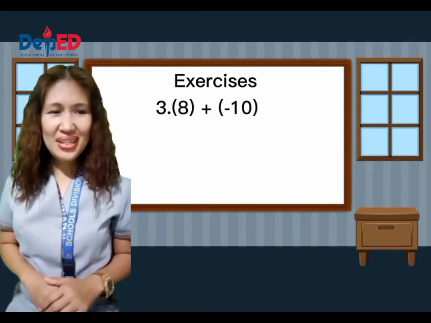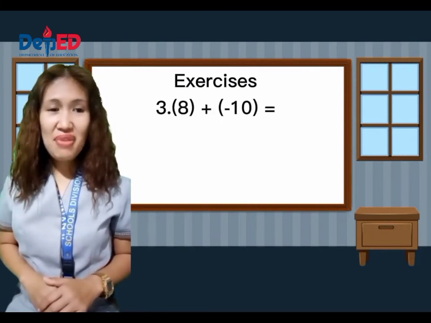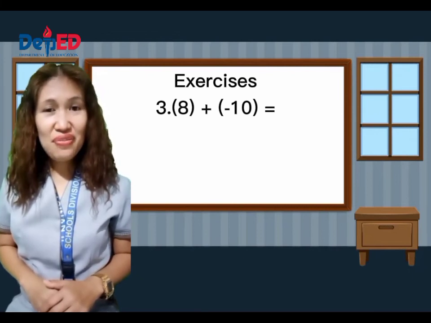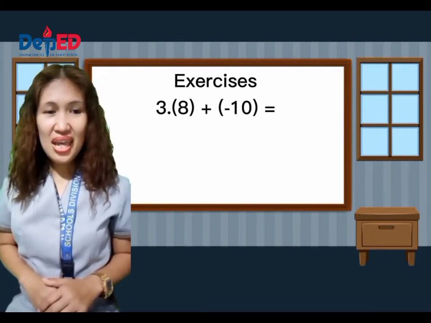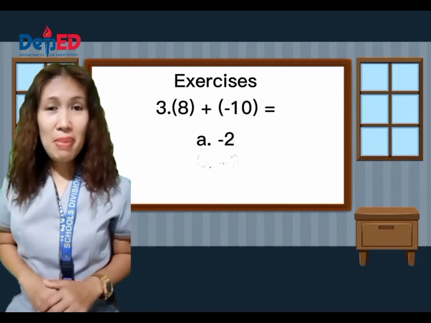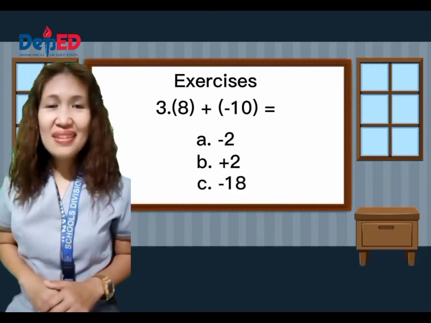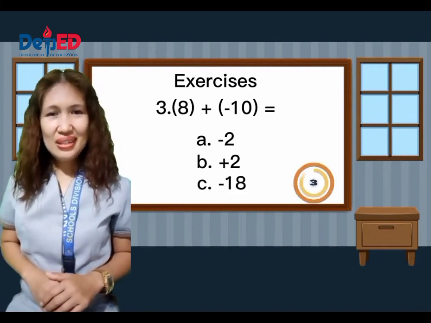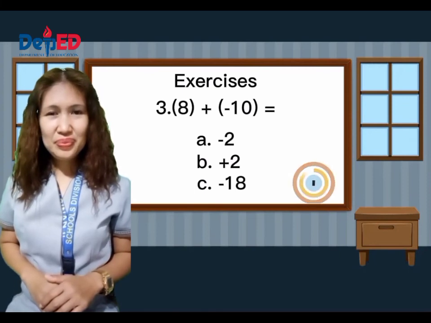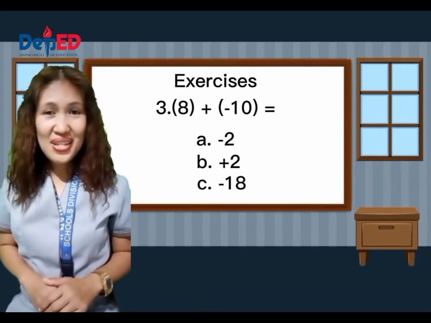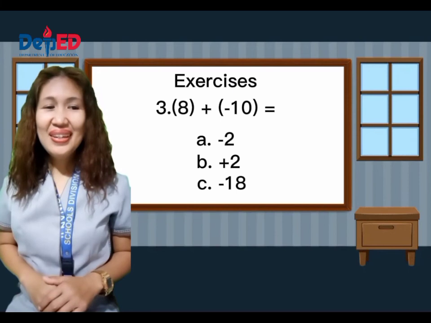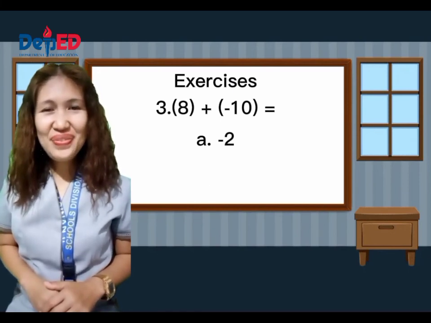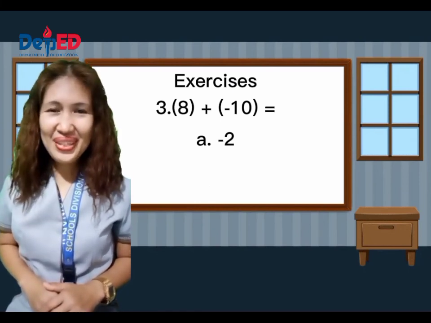Number 3. Positive 8 plus negative 10. Is it A, negative 2, B, positive 2, or C, negative 18? The correct answer is negative 2. Very good.